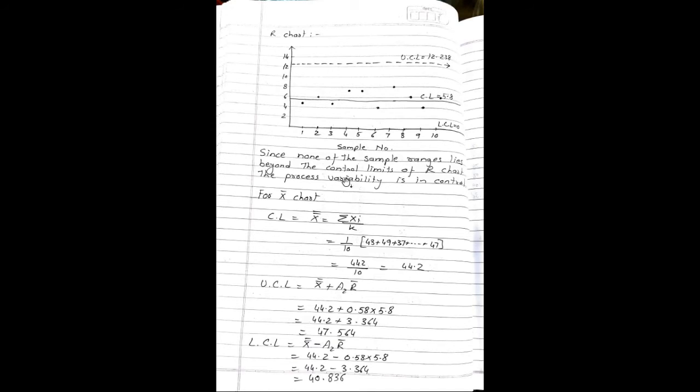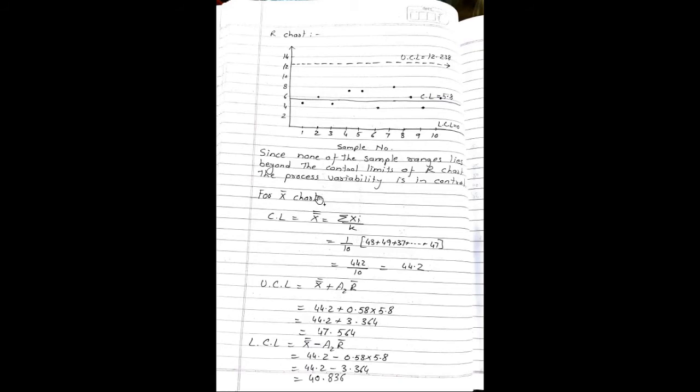Since none of the sample ranges lies beyond the control limits of the R chart, the process variability is in control. We can see that all the points lie below the upper control limit and they are scattered. So process variability is in control, and we will go for the X bar chart.